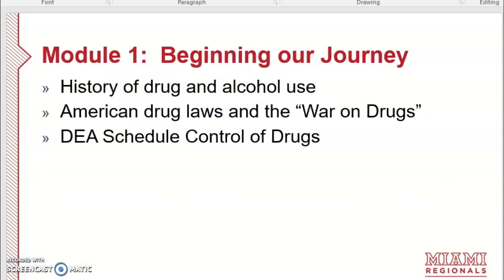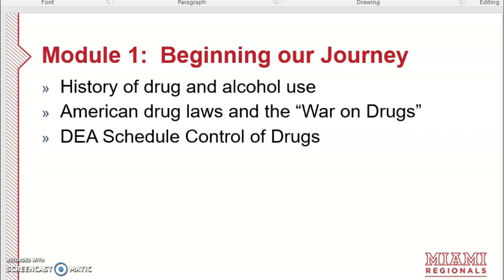Finally, in this module, in Chapter 2, we'll start talking about the history of drug and alcohol use in the United States and worldwide. And then we'll really start investigating the American drug laws and the war on drugs that began in the United States in the 1970s. And we'll finish up this chapter by thinking about how effective that war on drugs is, as well as all of the drug laws and legislation.